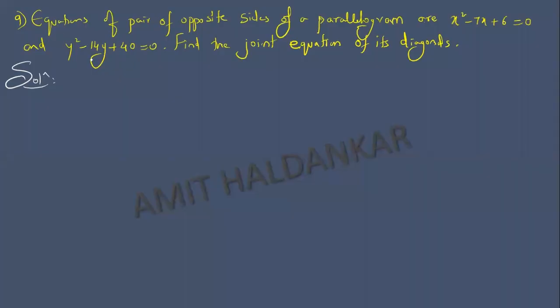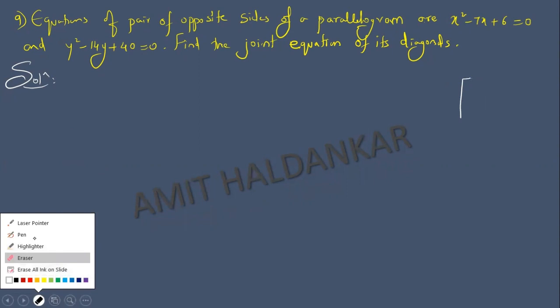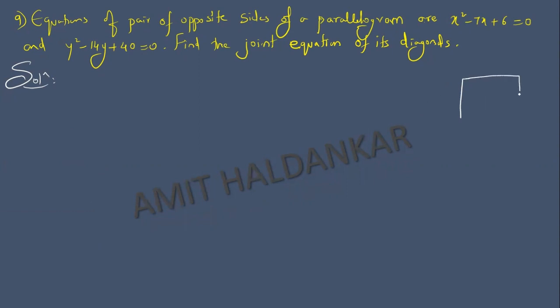Now the next question has the equation of a pair of opposite sides of a parallelogram. So if I draw a parallelogram over here, let's say kind of a rectangle. Oops, sorry. Now what he is saying is the equation of a pair of opposite sides of a parallelogram. So these are the opposite sides. These two are opposite sides and these two are opposite sides.